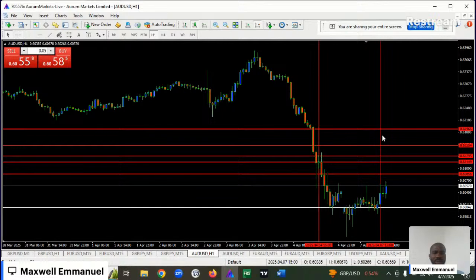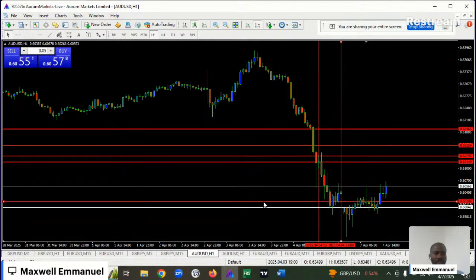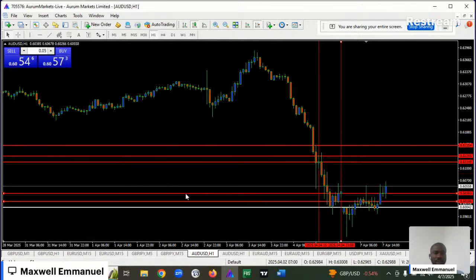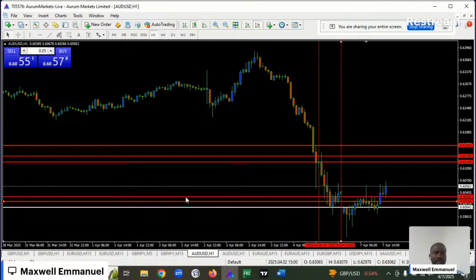Okay, though it is still bullish, you might want to wait for a pullback. I think it's created a fair value gap here. You can see that. And price pulled back to test that fair value gap.